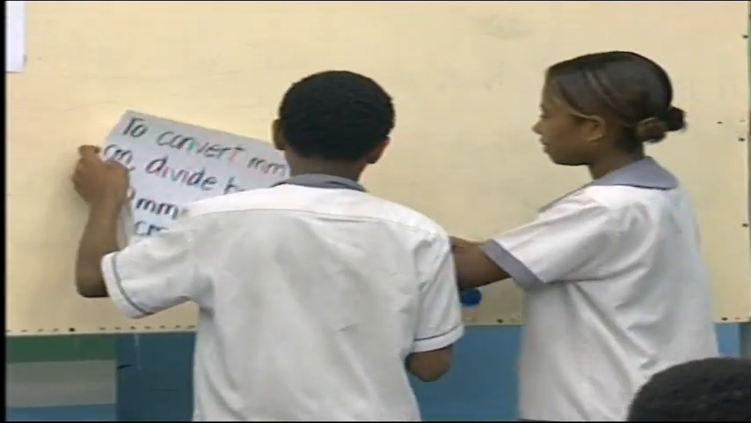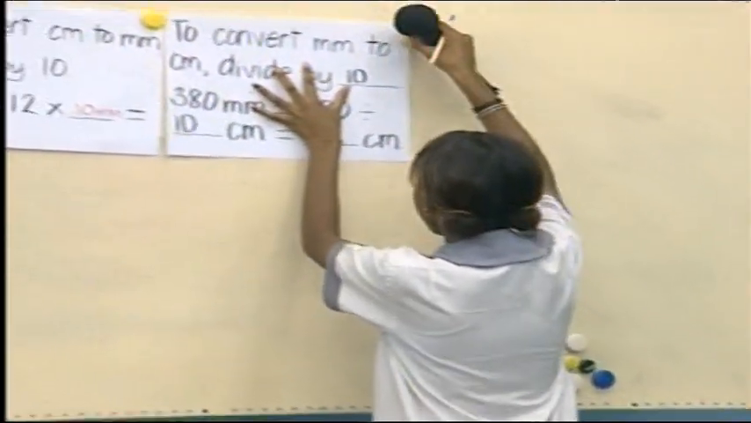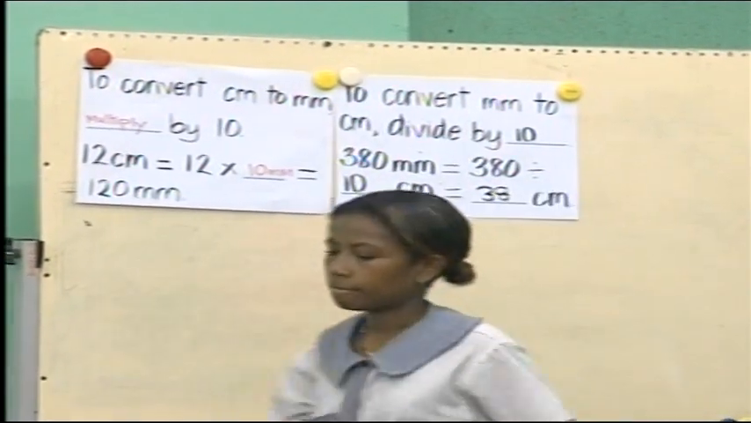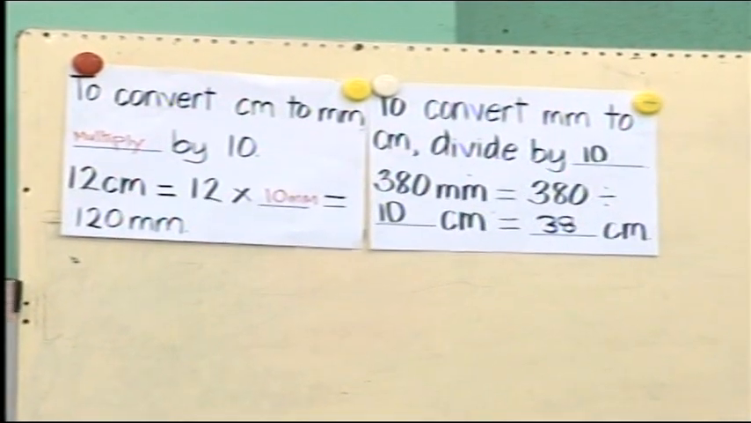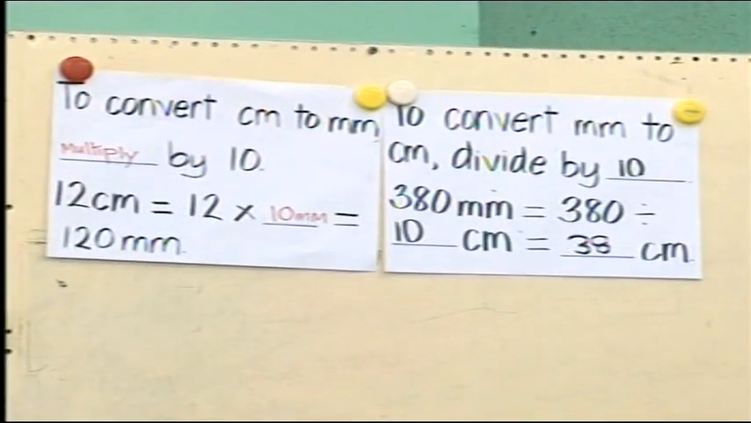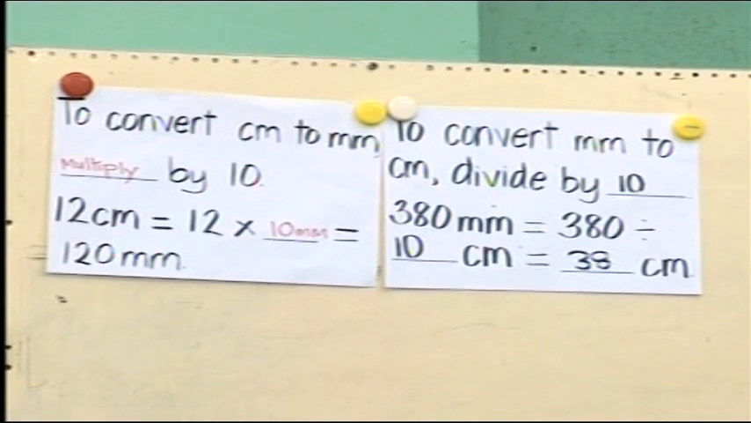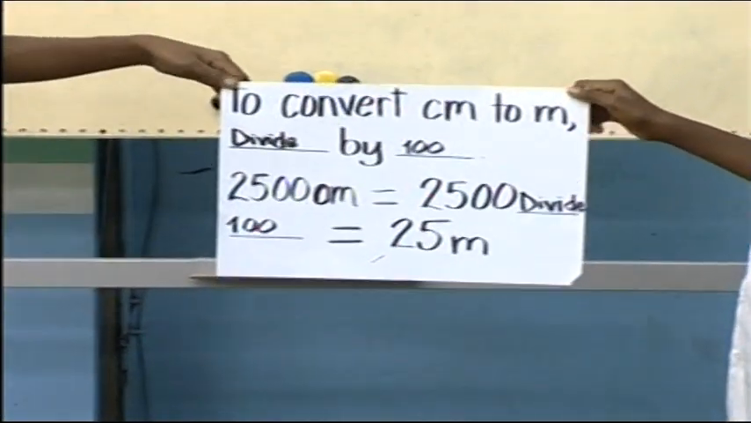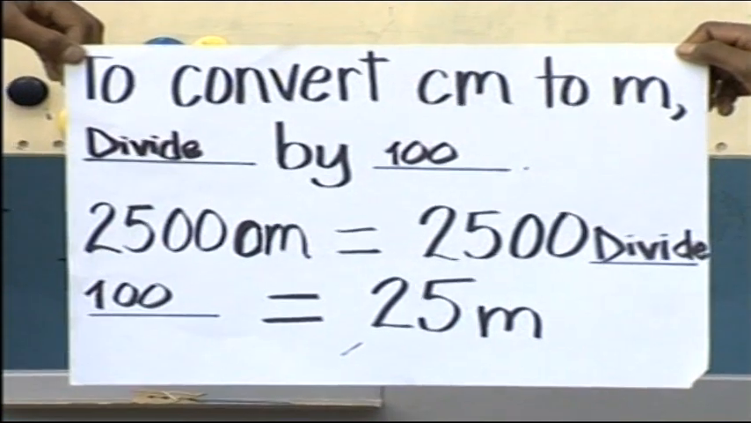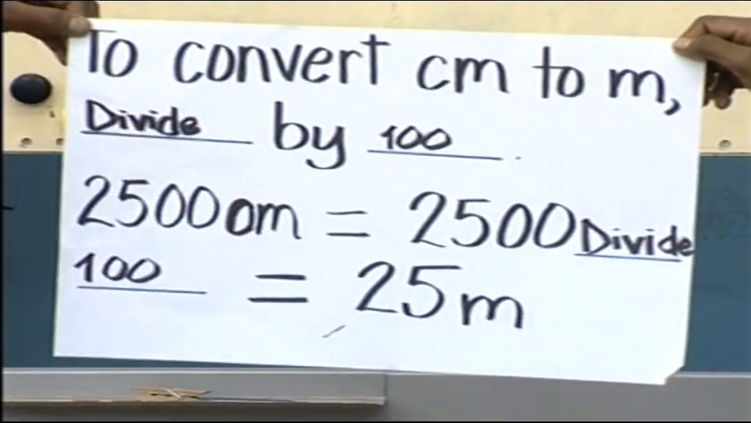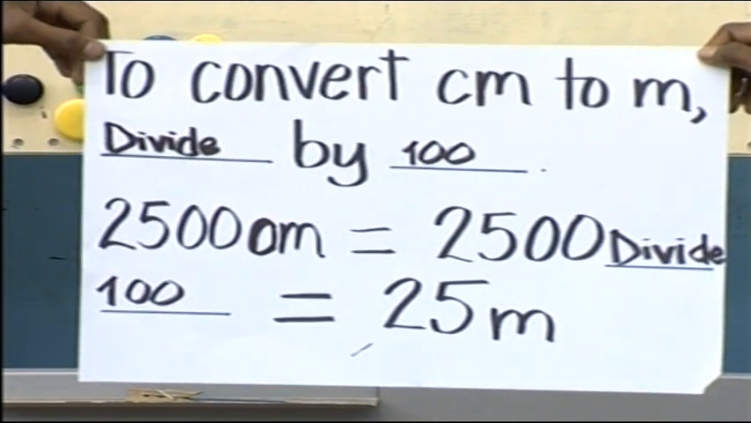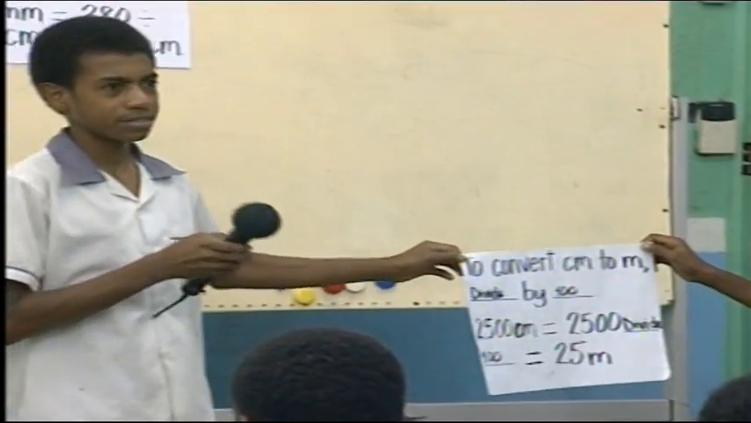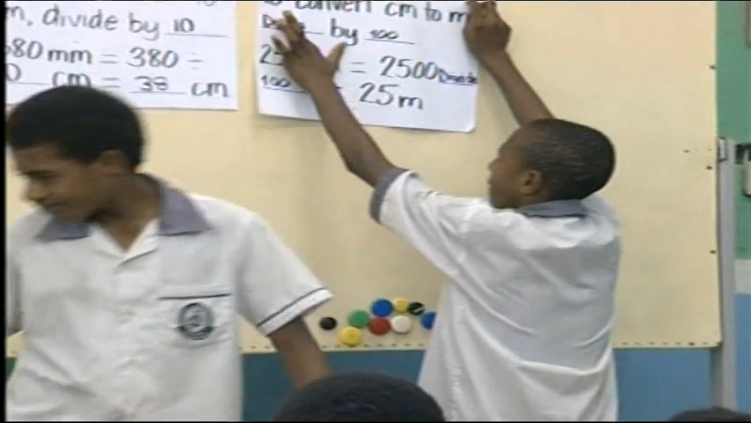Group 3, quickly. The other groups, you should have finished by now. To convert centimeter to meter, we divide by 100. 2,500 centimeter equals 2,500 divided by 100 equals 25 meters. Okay, thank you, group 3. Next group, quickly.